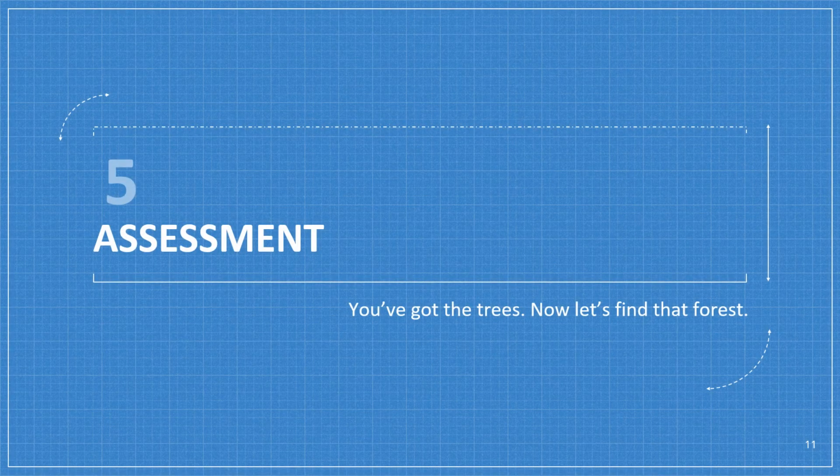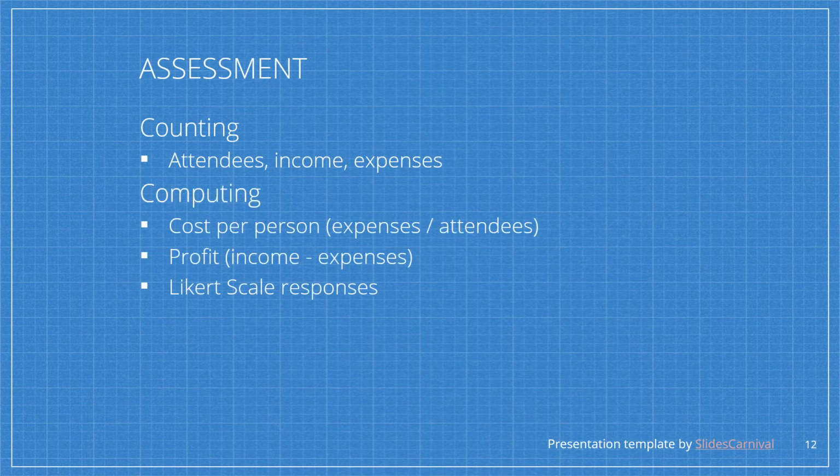Number 5, assessment. The event is over, you have the data you wanted to collect. Now let's go over the final steps. Some elements of assessment are easier than others. As long as you collected the data, counting is just a matter of looking at the totals.